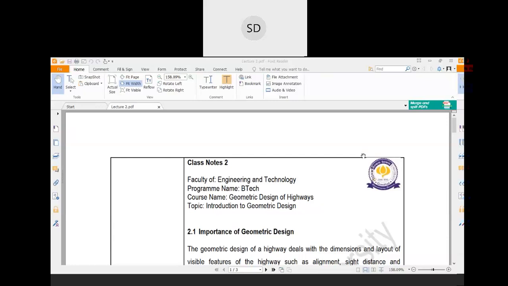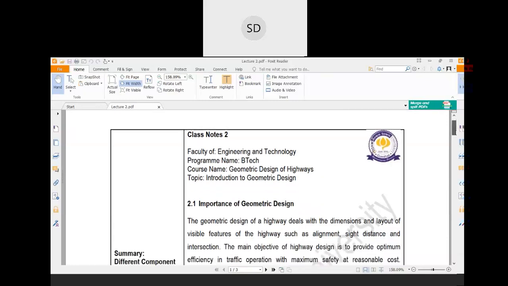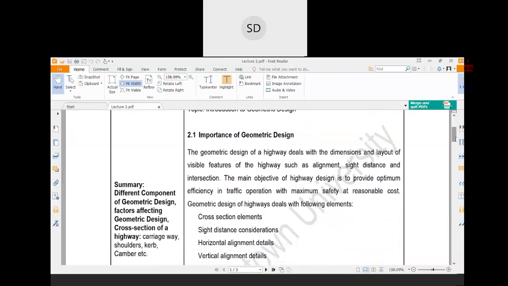Now that was your introductory portion. Now let us start with the introduction to geometric design. So first, let us discuss what geometric design is.